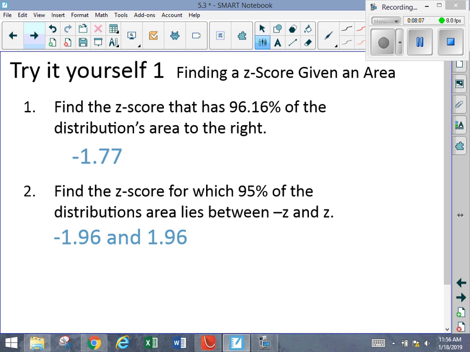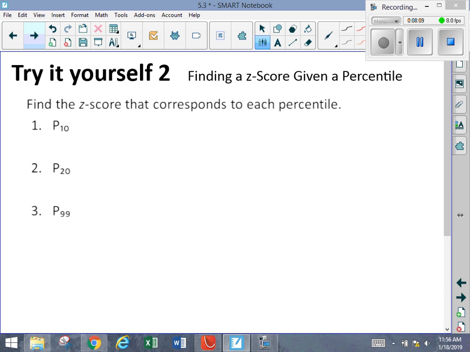Yay, look, I got it. Alright, so let's find the z-score that corresponds to each percentile. Okay? So we just go through this, and I didn't use the table, so I like the calculator.